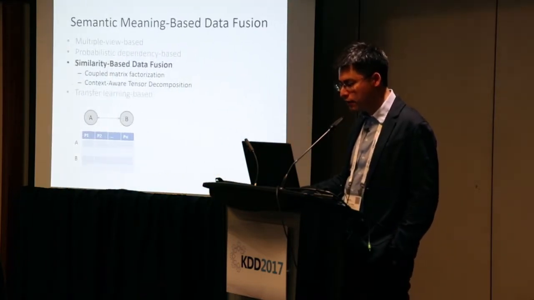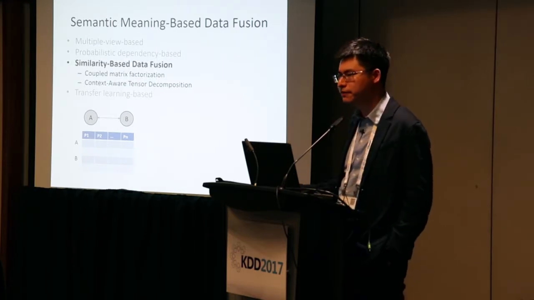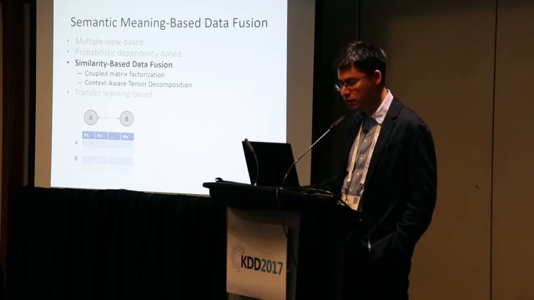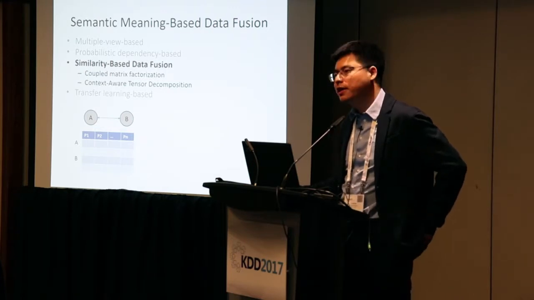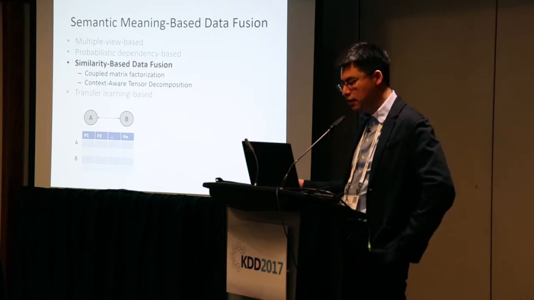The third category is called similarity-based data fusion. There are two representative algorithms. One is called coupled matrix factorization. Another is called context-aware tensor decomposition. So why can they be used to fuse information from different data sets?